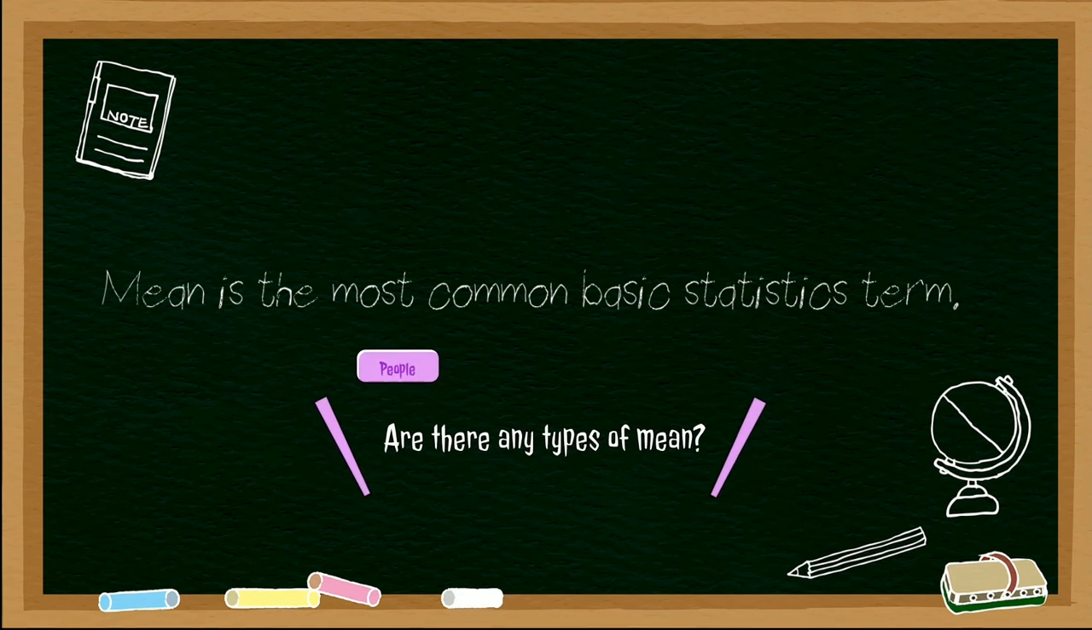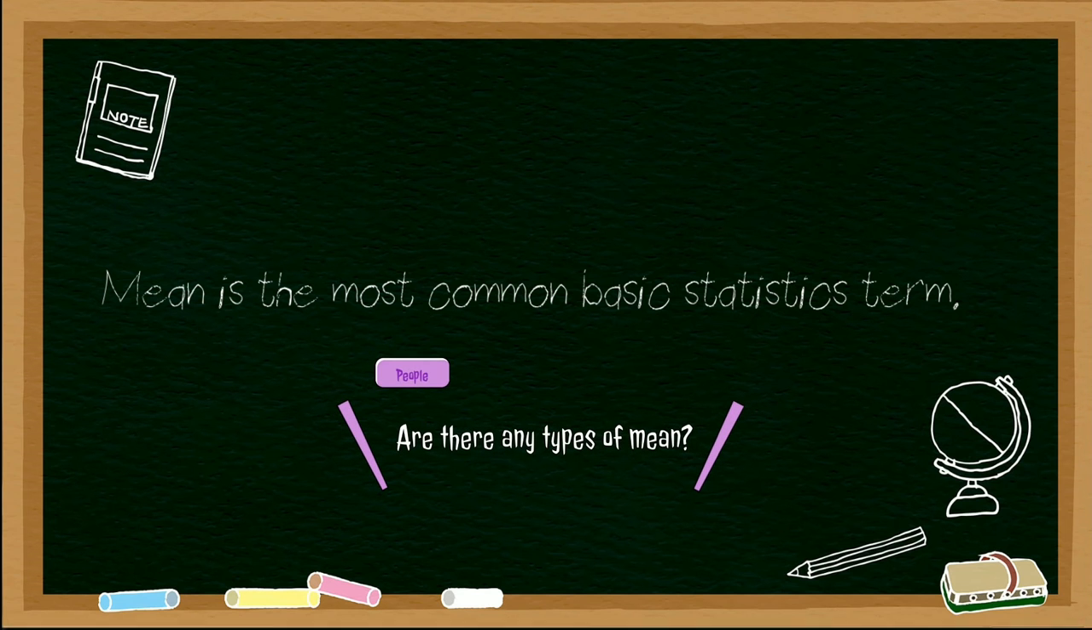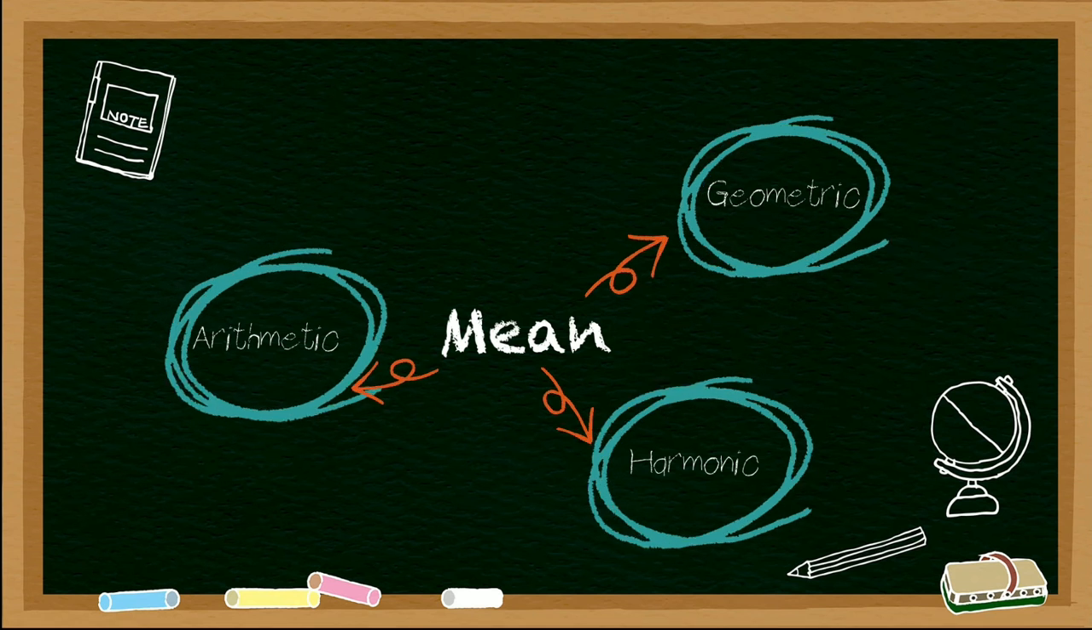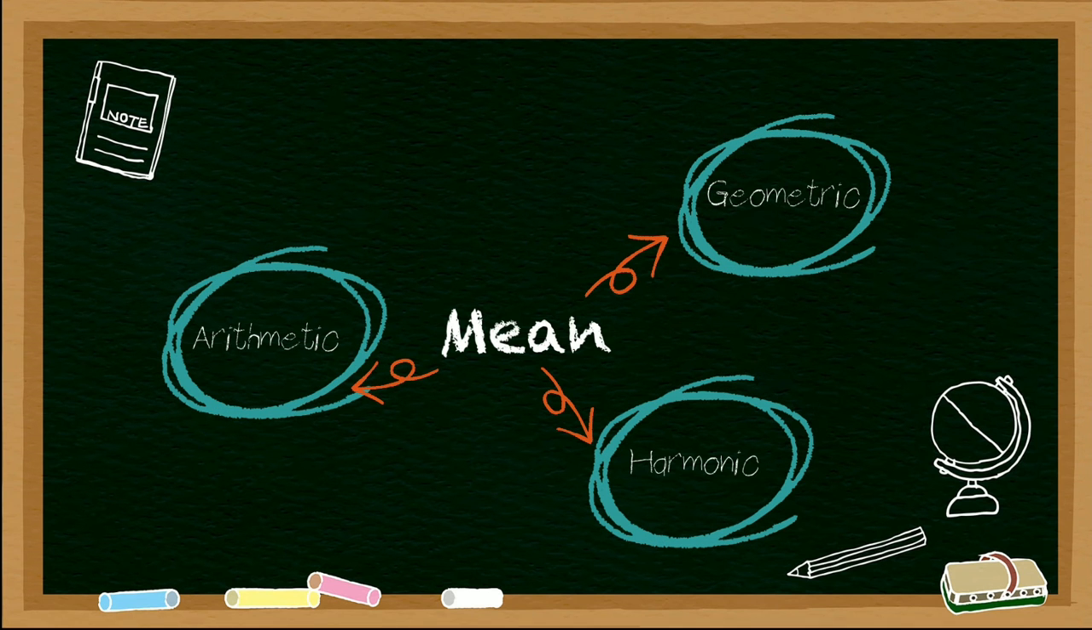People are questioning, are there any types of mean? The answer is yes. There are different types of mean. Here I give three types. Those are arithmetic mean, geometric mean, and lastly, for sure, harmonic mean.